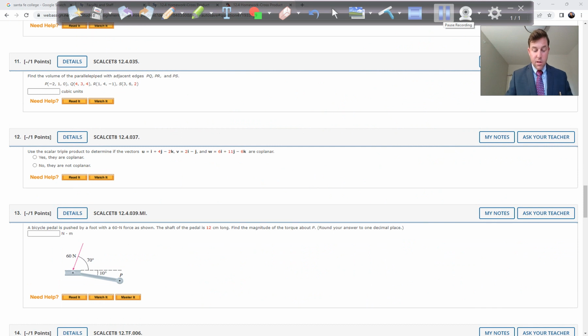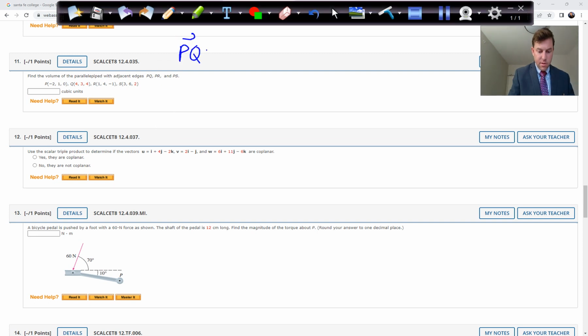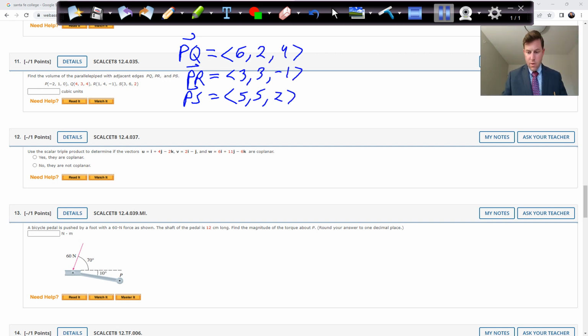Okay, in problem 11, they give us 4 points, P, Q, R, and S, and they say find the volume of the parallelepiped with adjacent edges PQ, PR, and PS. So we have to find PQ, PR, and PS. And we just do this by subtracting point Q from P, point R from P, and point S from P. I'm going to jump to that. I'm not going to show you that because we've done it many times by this point. Okay, so we would get those 3 vectors.